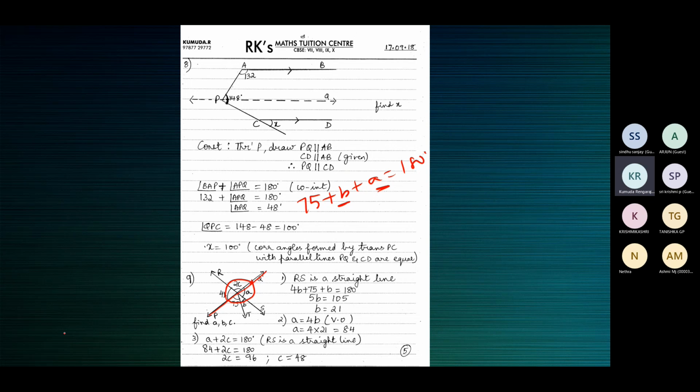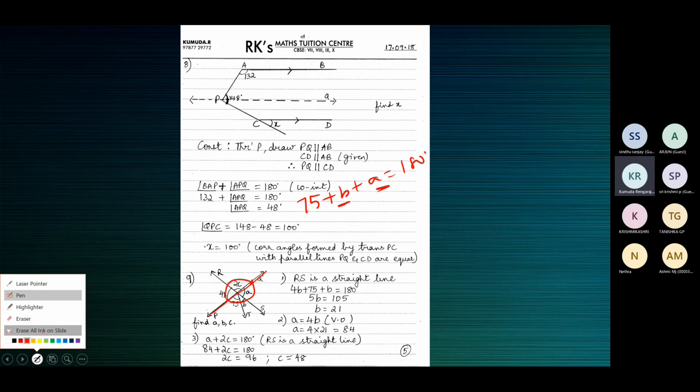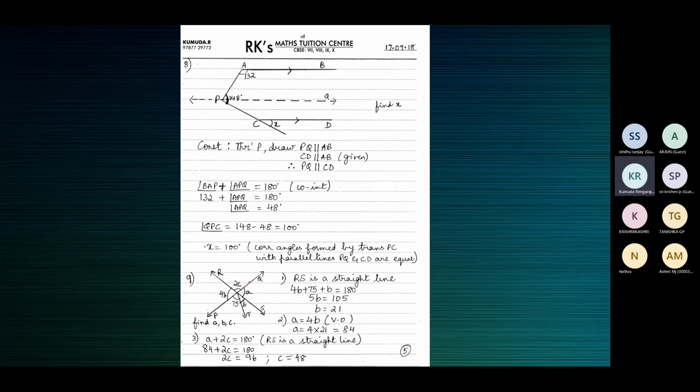Okay, then take the other line. You took one line and used the property of a straight line: the sum of the angles is 180, both above and below. Now take the other line. This one did not help you. With PQ, you couldn't do anything. Now take the other straight line RS.